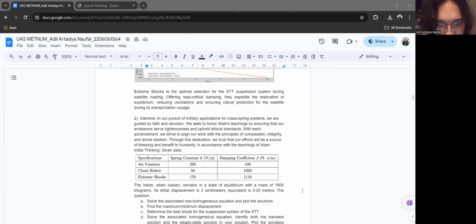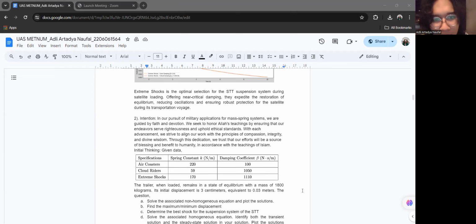We start with intention, as always. In our pursuit of a military application for mass spring system, we are guided by faith and devotion. We seek to honor Allah's teachings by ensuring that our endeavors serve righteousness and uphold ethical standards. With each advancement, we strive to align our work with the principles of compassion, integrity, and divine wisdom. Through this dedication, we trust that our efforts will be a source of blessing and benefit to humanity, in accordance with the teaching of Islam.